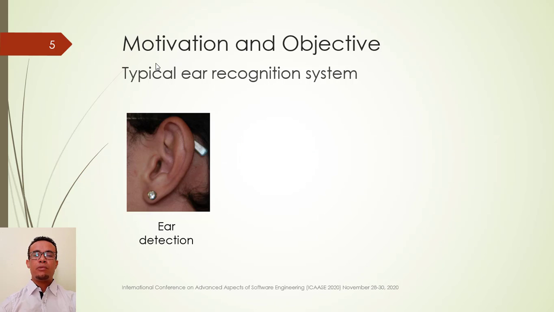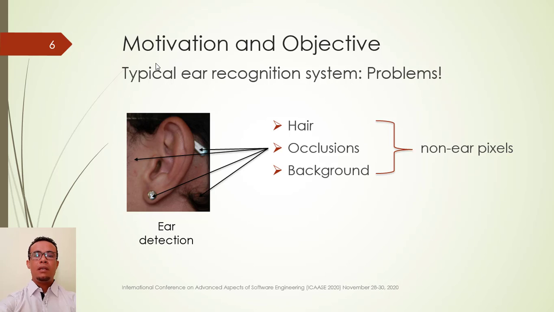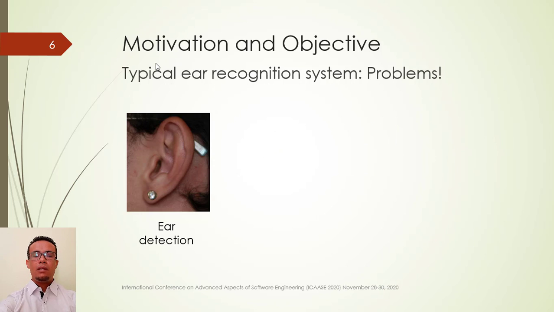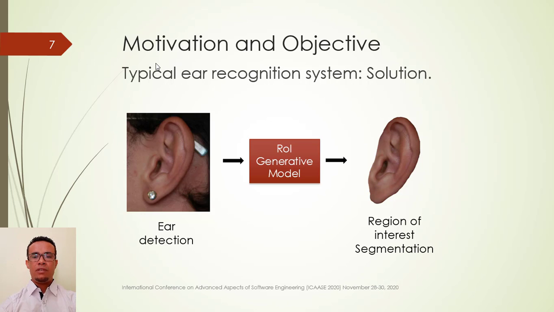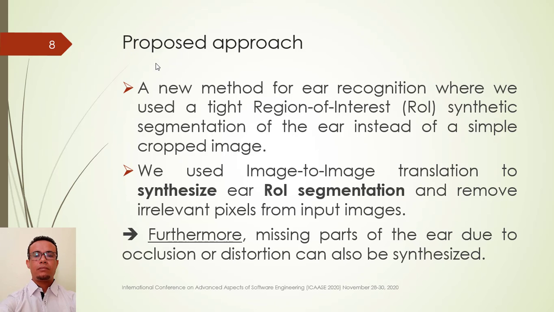I'd like to mention some problems here. The image of the ear is not without its many flaws, such as hair occlusions, cloth, background, in other words, all non-ear pixels. So feeding this image as it is to the identification or verification system can cause performance degradation. The solution we propose here is to use a generative model to generate a synthetic region of interest of the ear that is free of all non-ear pixels.